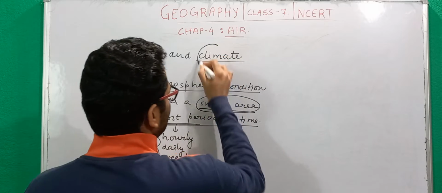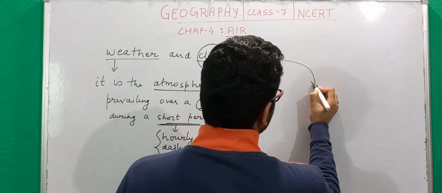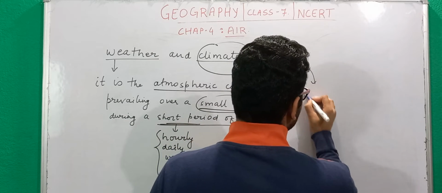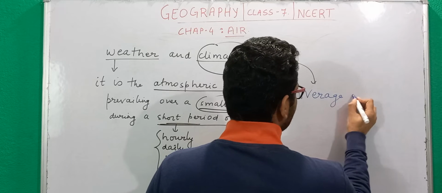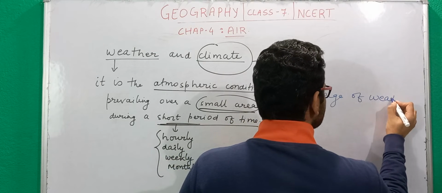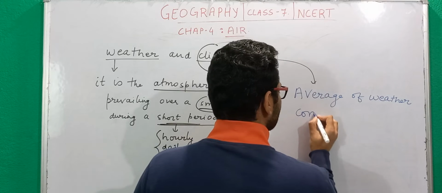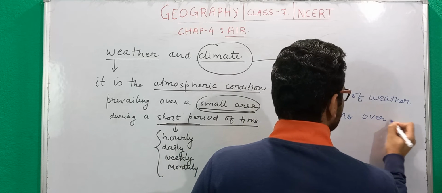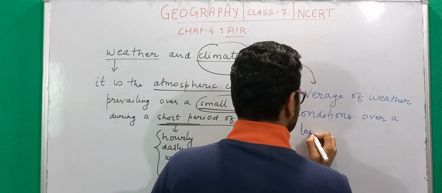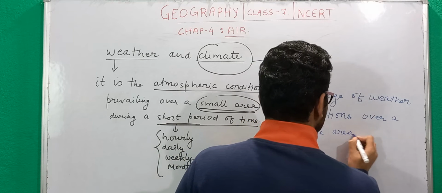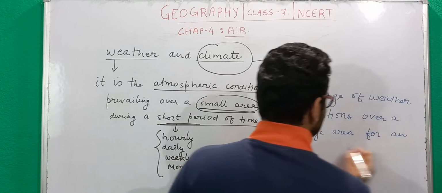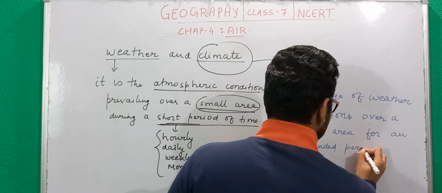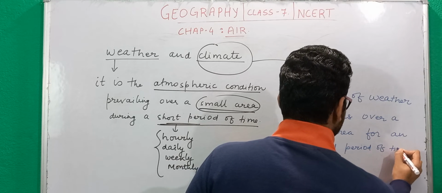Now let's understand climate. What is this climate? When we say climate, this is the average of weather conditions over a large area, right, over a large area for an extended period of time, over an extended period of time.